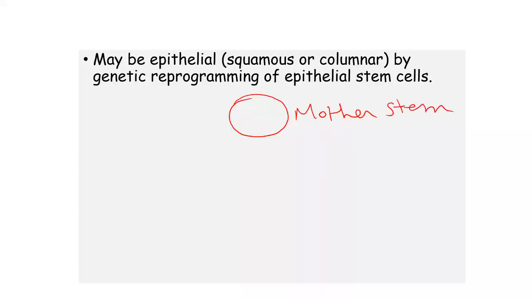This mother stem cell can proliferate and differentiate to give all kinds of cells. These mother stem cells give daughter stem cells.